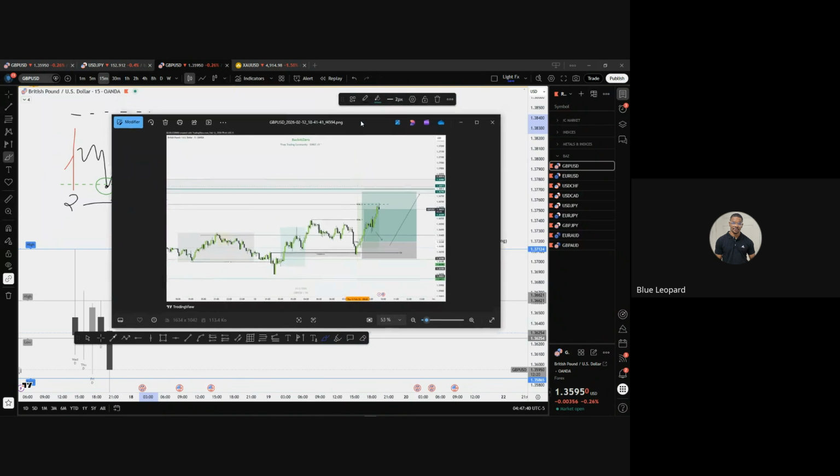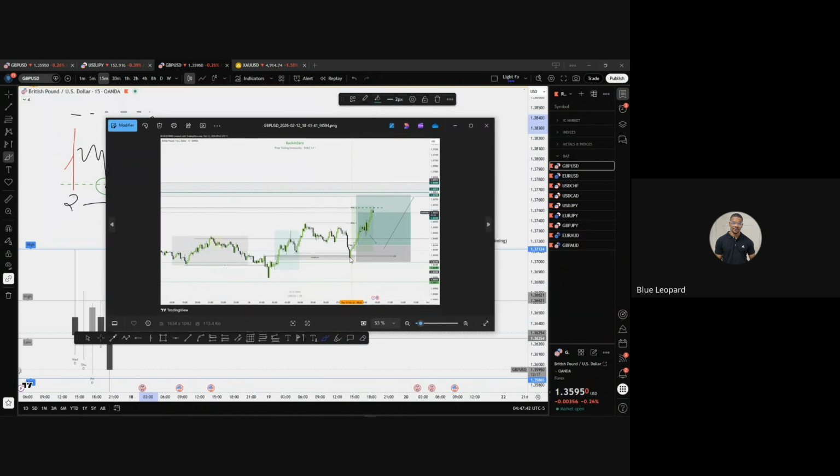You see here, price reacted here already, and now my window of time was over. I was expecting to see a retracement, but it did not come here. Now look at this other trade we took on GBP USD as well.